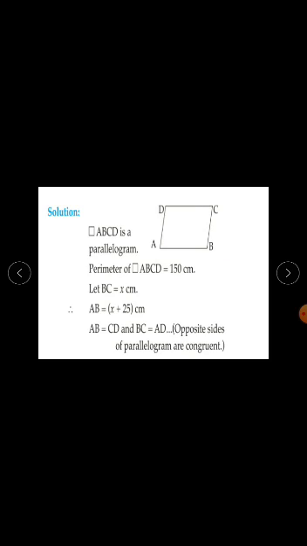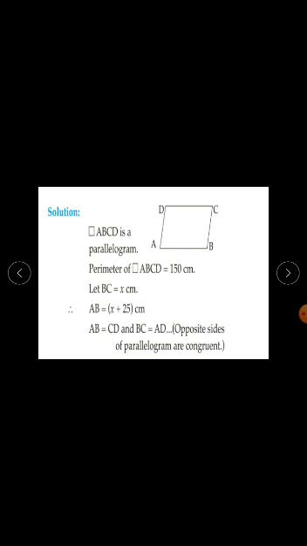One of its sides is greater than the other by 25 cm. So let the length of one side be x centimeters. The other side is greater than the first side by 25, so the second side is x plus 25. Let BC be equal to x centimeters. Therefore AB is equal to x plus 25 centimeters.